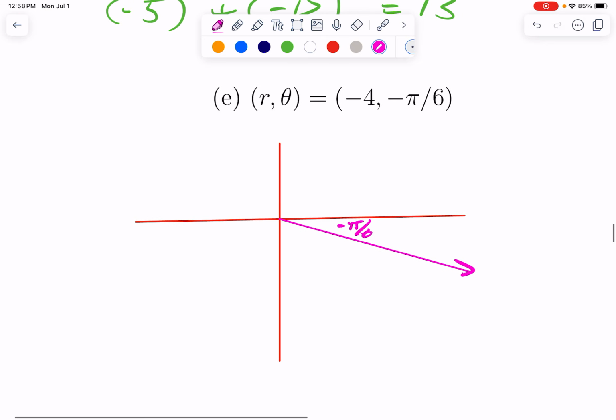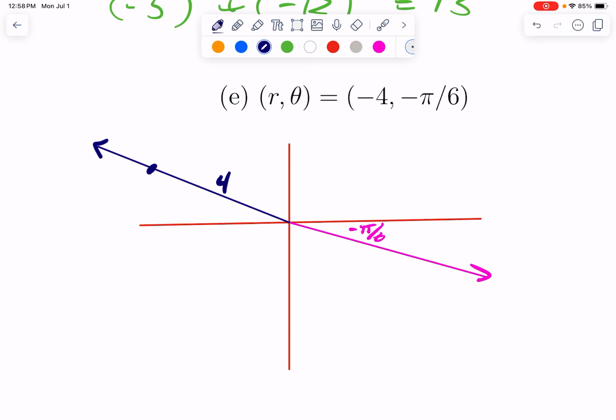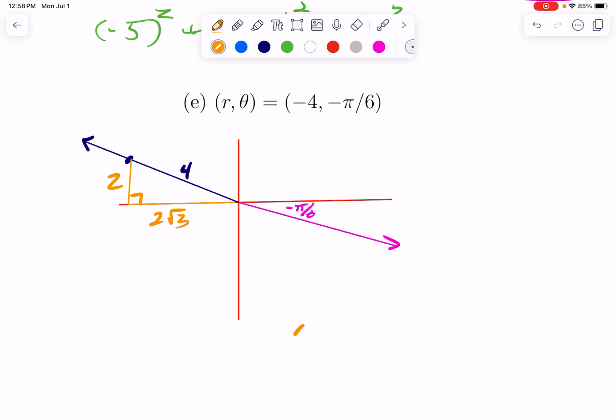Now we're actually going to point in this opposite direction because we want to go backwards 4 units. Now we still have a 30, 60, 90 triangle lurking in this picture, right? Once you see anything with pi over 3, pi over 6, we know we can rely upon 30, 60, 90. So we don't have to slavishly follow those formulas if we can use our intuition. This will be a distance of 2. This will be a distance of 2 root 3. So our x coordinate is negative 2 root 3. Our y coordinate is 2.